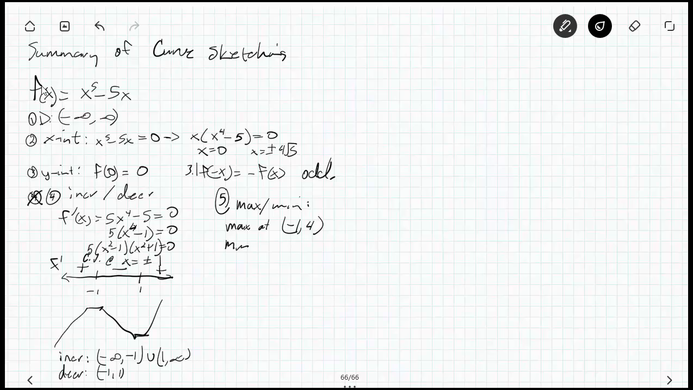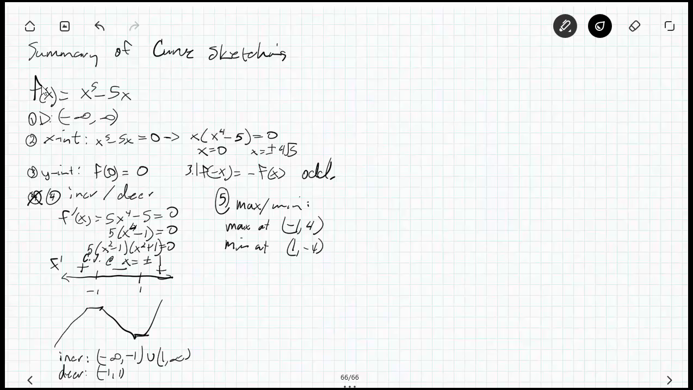And because it's odd, ooh, I can use that. I know that there's a min at 1 comma negative 4, right? Doesn't that have to be? Well, check it. If you don't believe me, 1 to the 5th is 1, minus 5 is negative 4. Awesome. I know that with odd, x and y change signs, right? Or yeah, it's symmetric about the origin. I don't want to be too crazy about that.